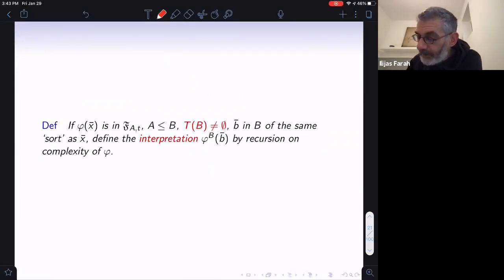We want to talk about interpretation. So we have a formula phi, which is a tracial formula over A. A is a subalgebra of B. The tracial simplex of B is non-empty. And b bar in B is of the same sort as x bar, which just means they range over the same bounded ball. The interpretation is defined by recursion on complexity, right?